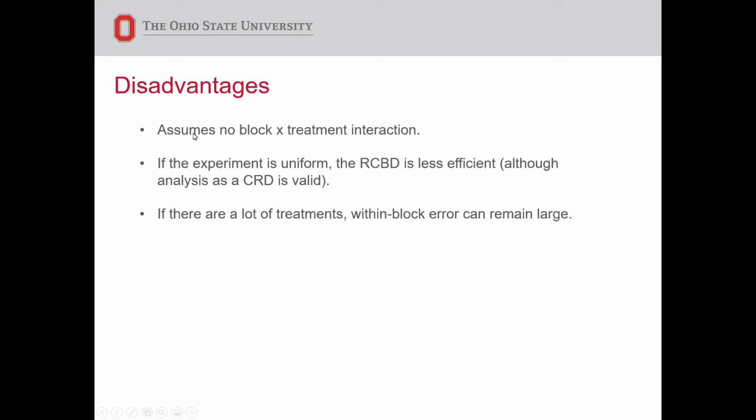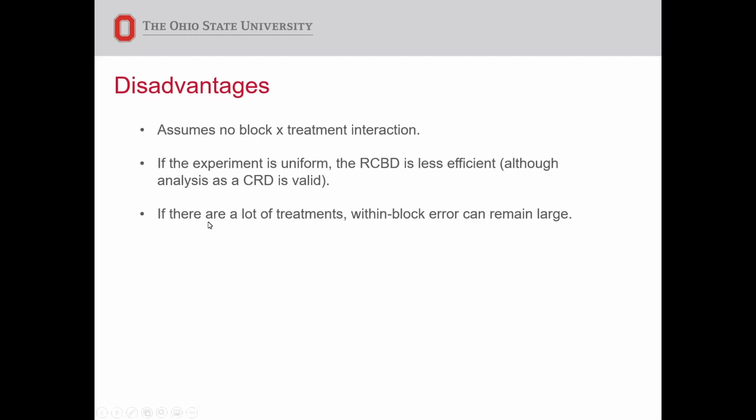An implicit assumption in the randomized complete block design is that there should not be any block by treatment interaction. If our ranking of treatments was affected by the factor that was causing the variability, our randomized complete block design would not be able to be sensitive to that. So we have to proceed with the assumption that we do not have a block by treatment interaction.